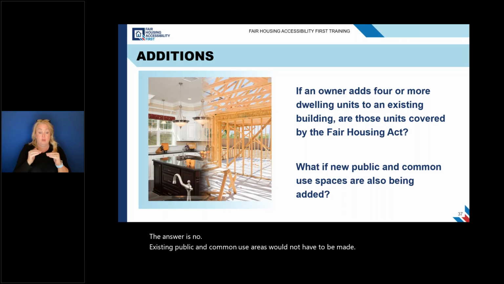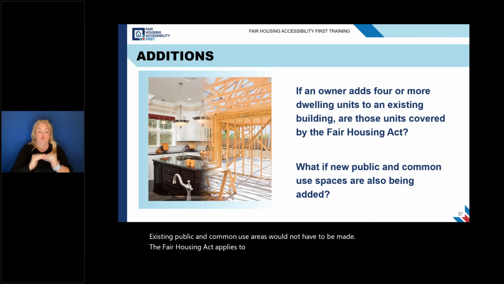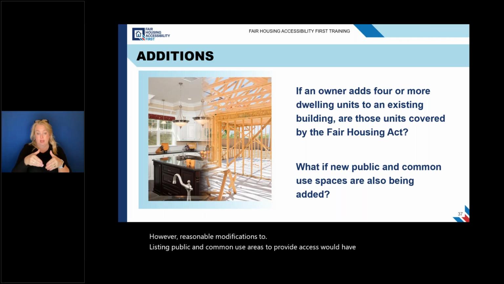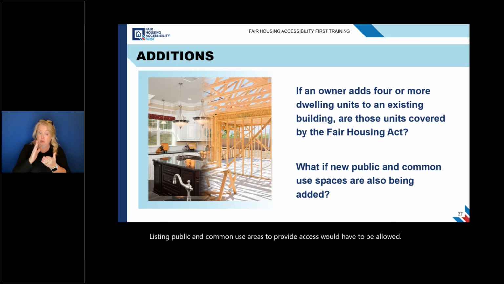The Fair Housing Act applies to new construction of covered multifamily dwellings. Existing public and common use facilities are not newly constructed portions of covered multifamily dwellings. However, reasonable modifications to the existing public and common use areas to provide access would have to be allowed, and the Americans with Disabilities Act may apply to certain public and common use areas. An independent determination should be made regarding the applicability of the ADA.